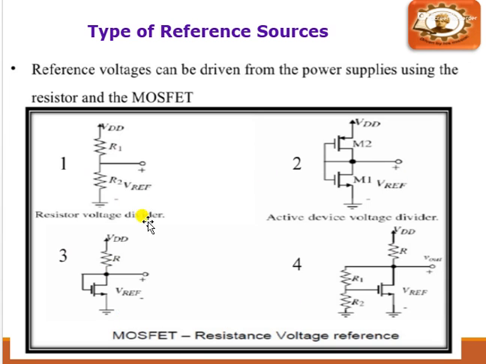First one is your resistive divider circuit, R1 R2. Across the resistance R2 we can calculate the voltage, and we get V reference. So these are the four combinations. There are many advantages and disadvantages of the circuits. Let us analyze them one by one.